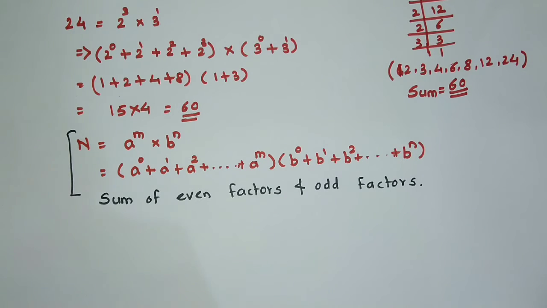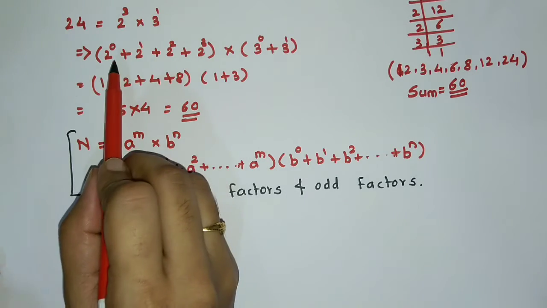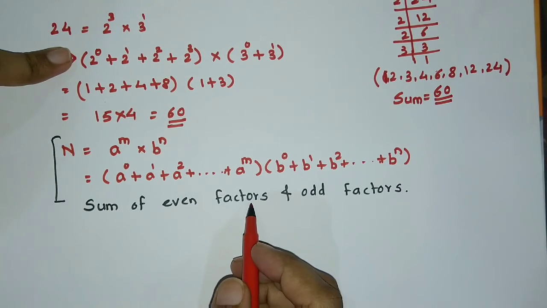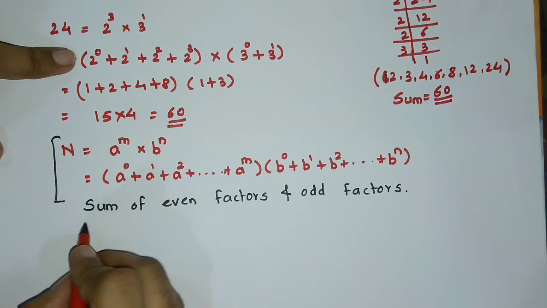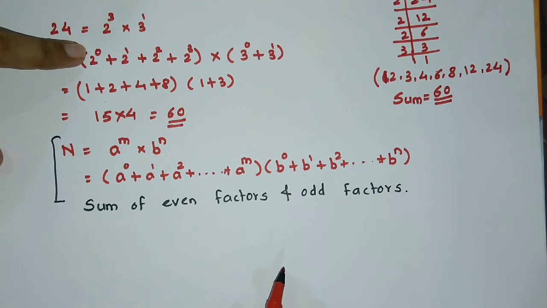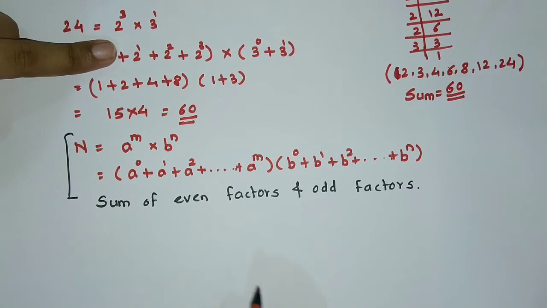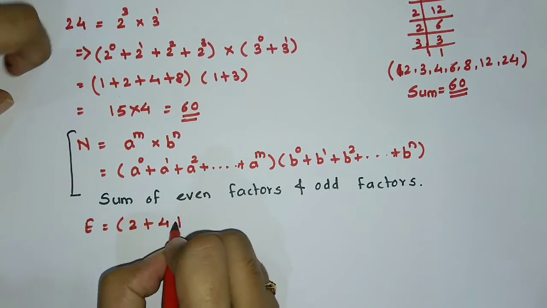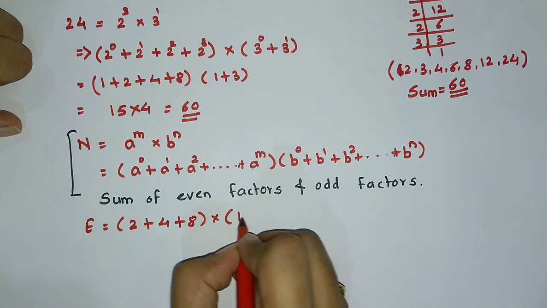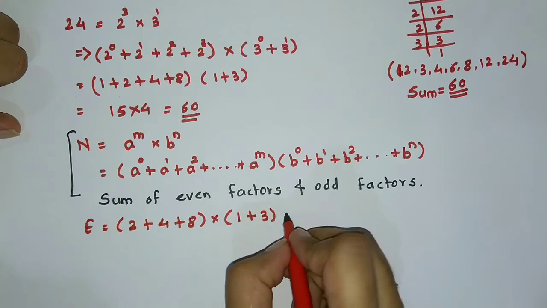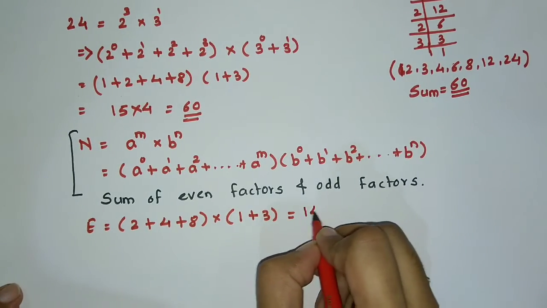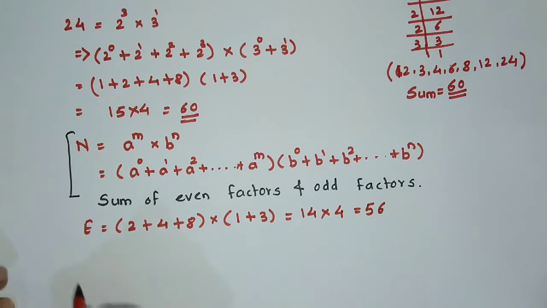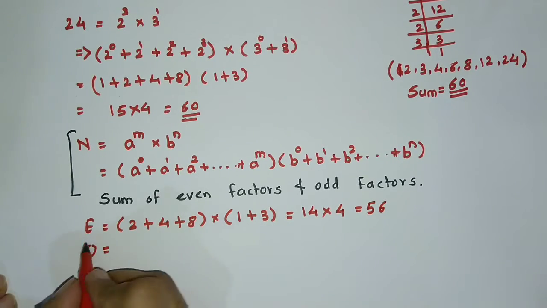Now here, if we consider this case, let's find some of the even factors from this. 2 raised to 0 is 1, which is an odd number, so we are not going to consider it. 2 plus 4 plus 8 into 1 plus 3, which is nothing but 14, 14 into 4, 56. Now, the sum of odd factors.